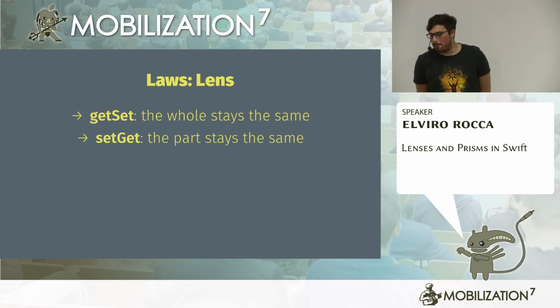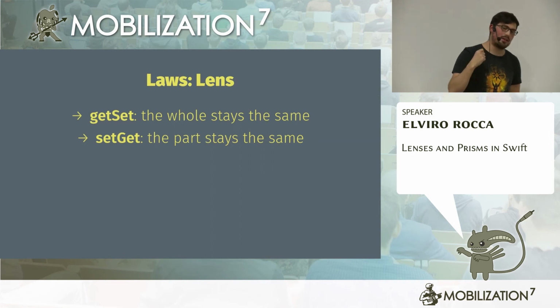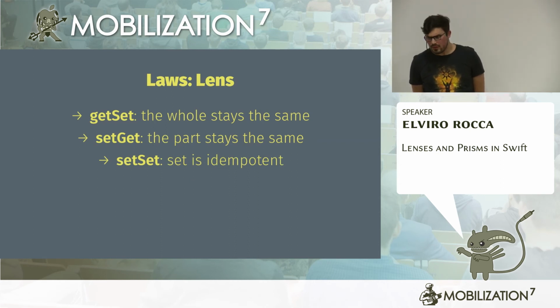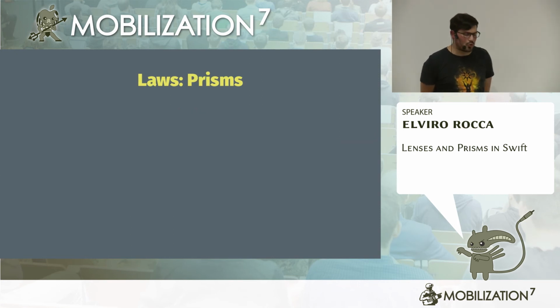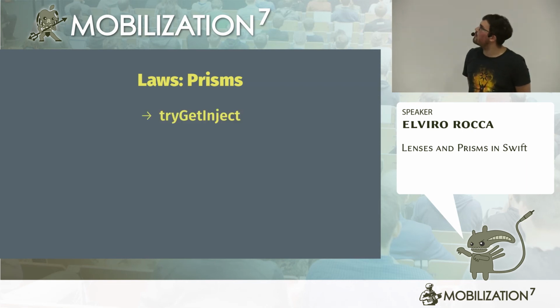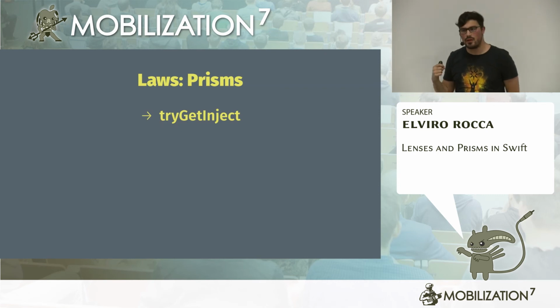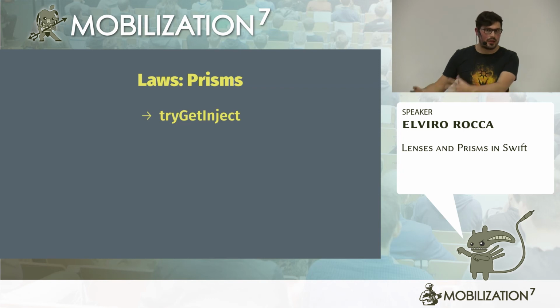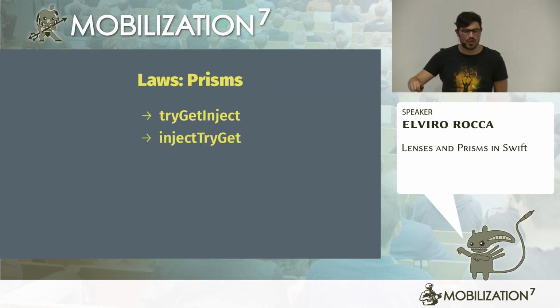Set-get is the opposite, of course. If I set something into a data structure and then I get it back, it has to stay the same. During the set process, nothing should change. There shouldn't be side effects or something like that that will change the thing that I put in. And then there is also a law called set-set, which means that the set operation is idempotent. So if I set once, it's the same as if I set twice. Nothing strange is going to happen. For prisms, we have, again, 2 laws, and they are very similar to the ones for lens: try-get-inject. If I try to get something out of the data structure with a prism and I get it, and it's not nil, when I inject it back, I have to end up with the same enum as before. And inject-try-get is the same. If I inject something, so I reconstruct my enum and then I get it back, it must be the same.